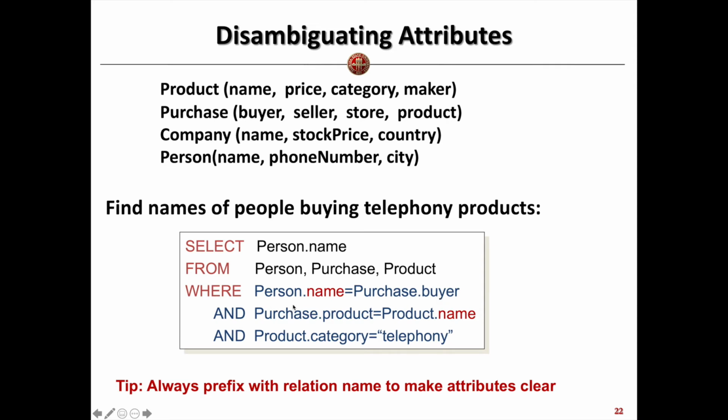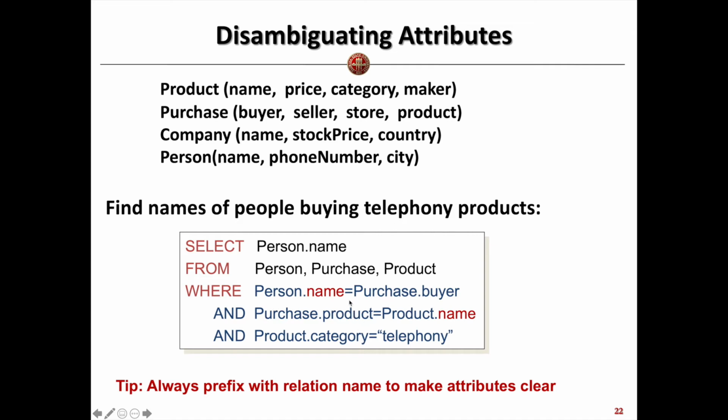Besides this, we have another condition: purchase.product equals product.name. In this way, we can join the purchase and the product tables together based on the common attributes, product and product name. And we have another condition: product.category equals telegraphy, because we specify the condition in the question. It should be a telegraphy product.